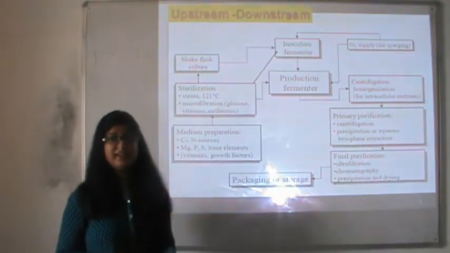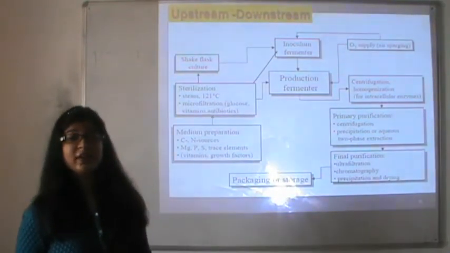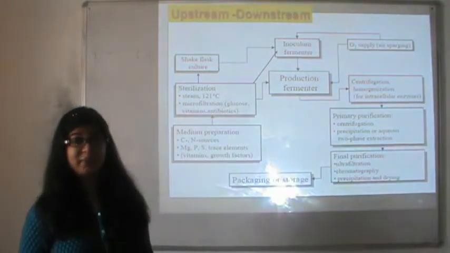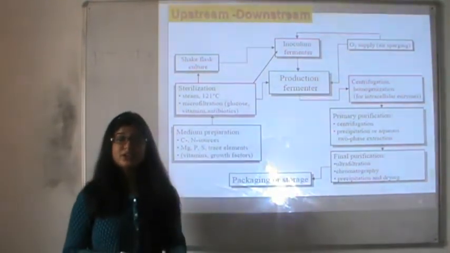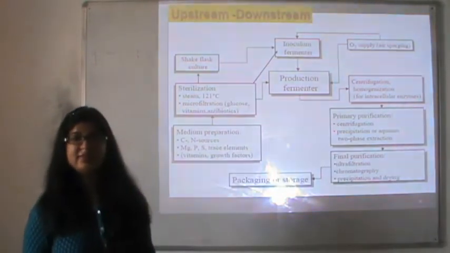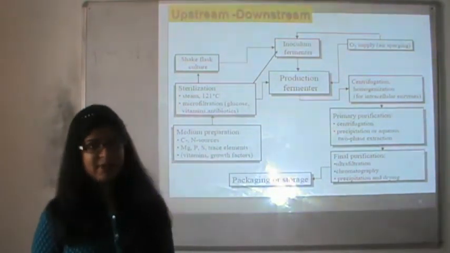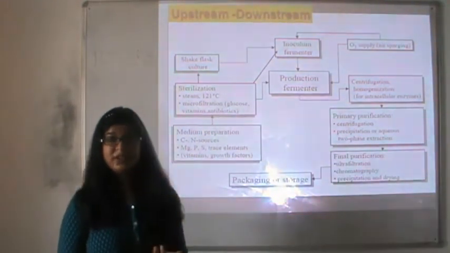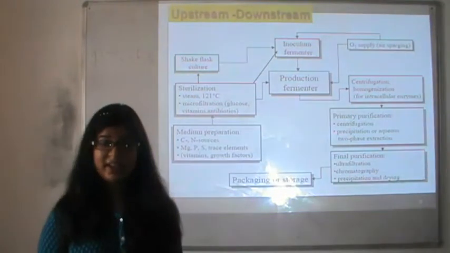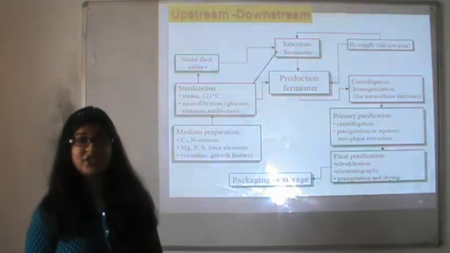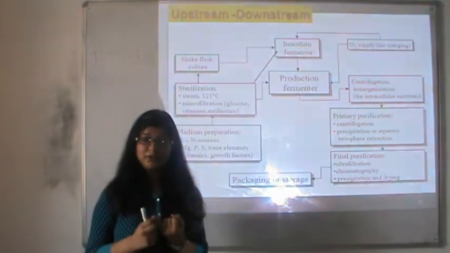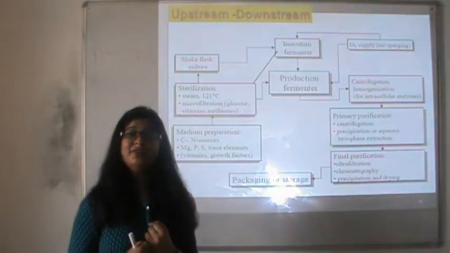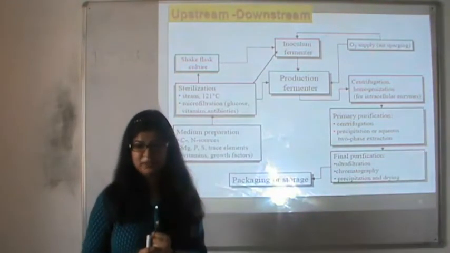And there are certain heat labile compounds which cannot be sterilized at these higher temperatures, because they can degrade. So they are sterilized by filtration. There are other methods of sterilization also, like radiation, using chemical disinfectants, etc. But for media sterilization, we basically use autoclaving, that is moist heat sterilization, and filtration for heat labile substances.